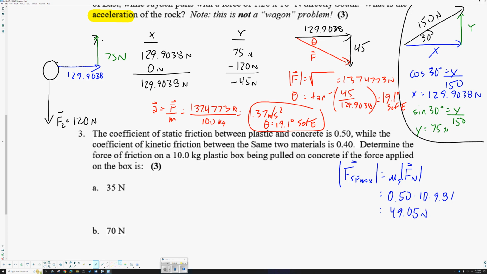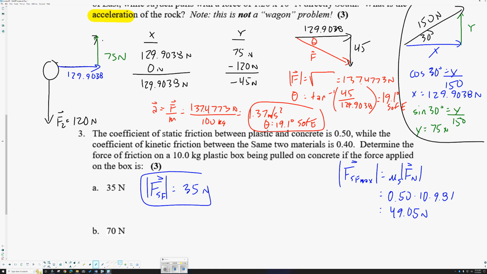If I push with 35 newtons, does it move? No, it doesn't move. So the friction will be static friction, and that value of static friction will simply be the value of the force that I apply. It's going to be 35 newtons.